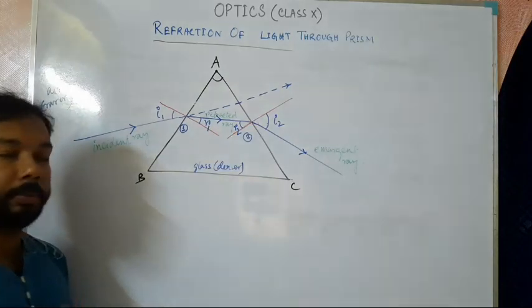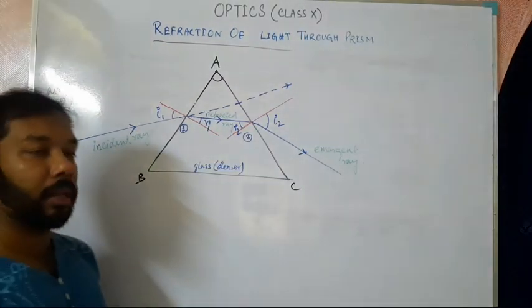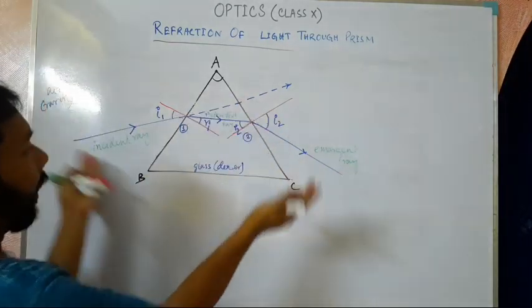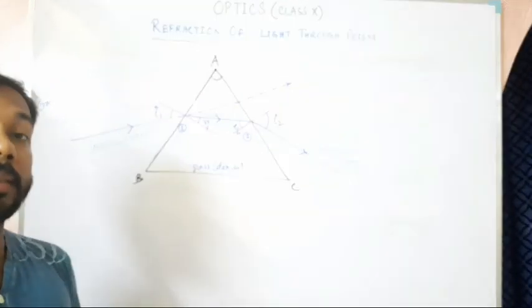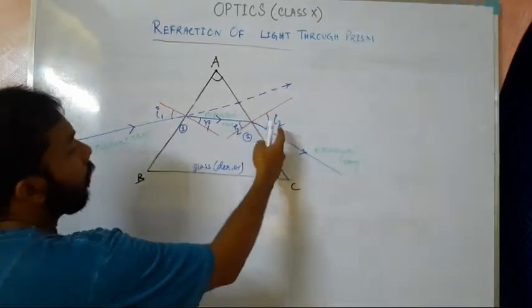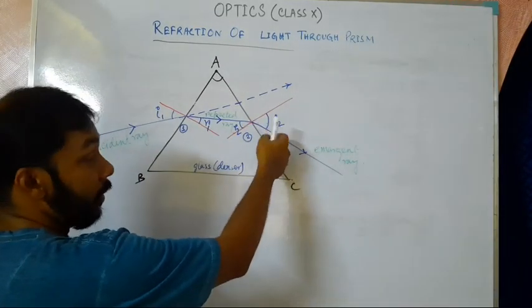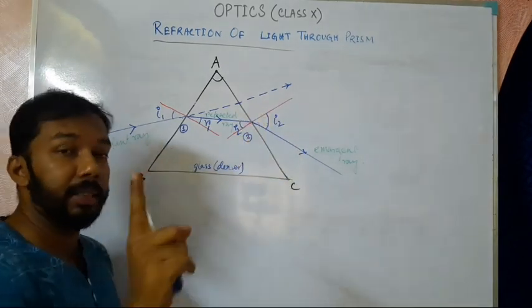So the optical reversibility actually allows us to send the light from the opposite direction and have the same ray diagram. That is why we can send the light from this direction, and then this angle will be the incidence angle.